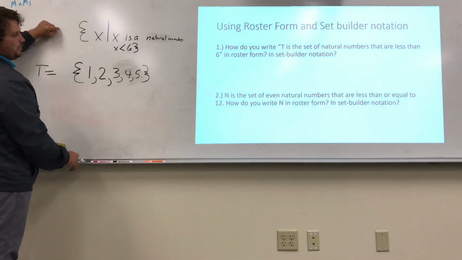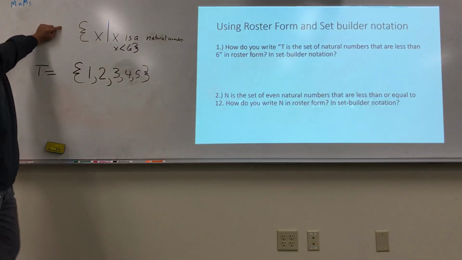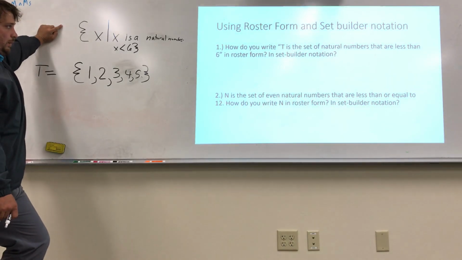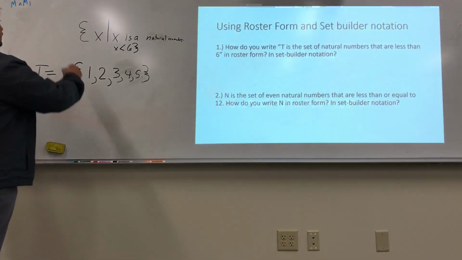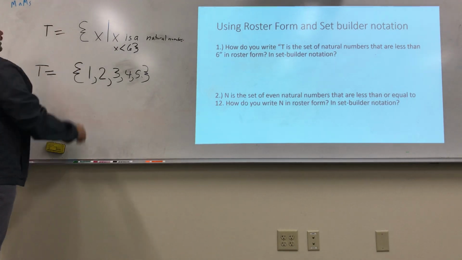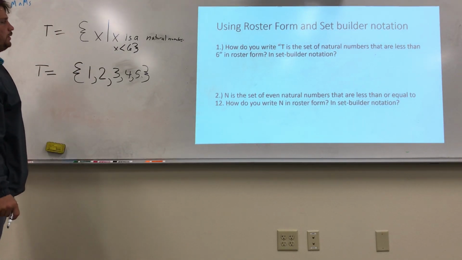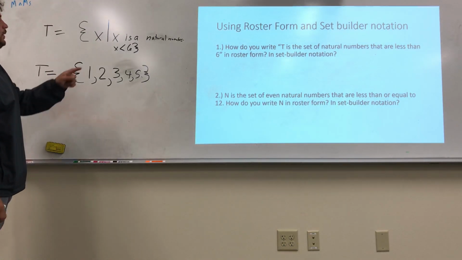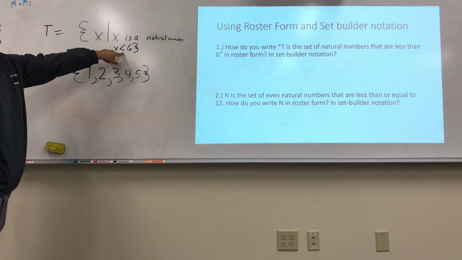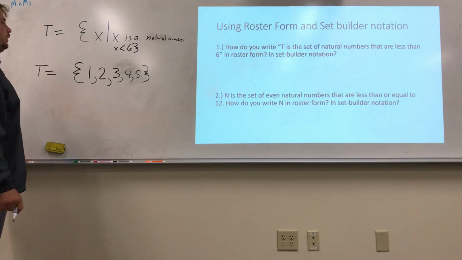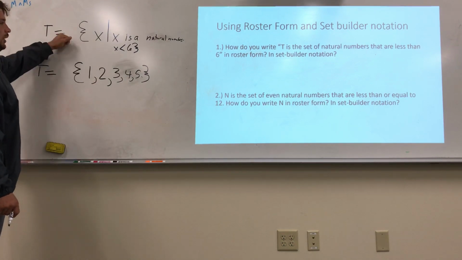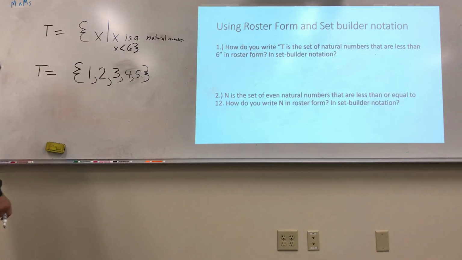Set builder notation is going back to this. So T equals, the set of natural numbers x, x is less than 6. That is actually the straight up equation. I didn't remember it. Okay.